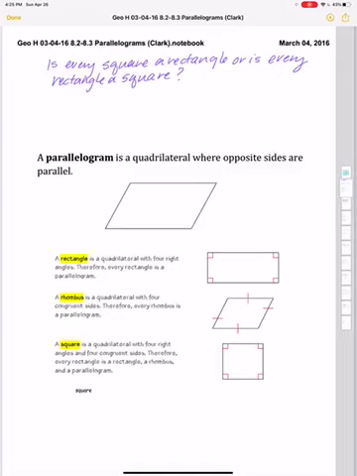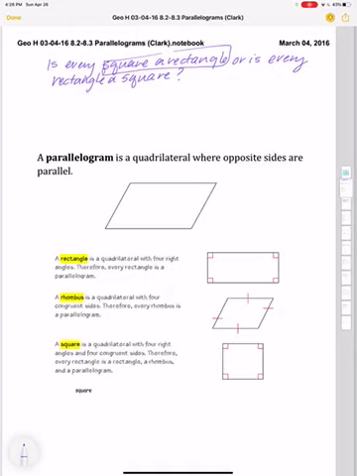Every square is a rectangle is correct. Now we'll talk about why that is, but that's a pretty popular logic question. So first of all, what is a parallelogram?